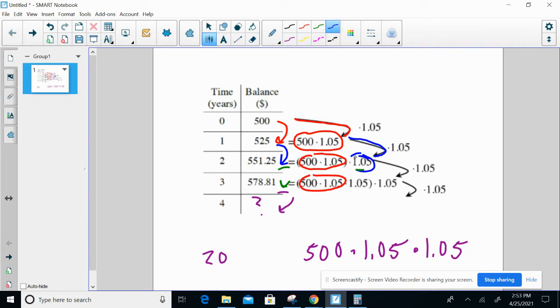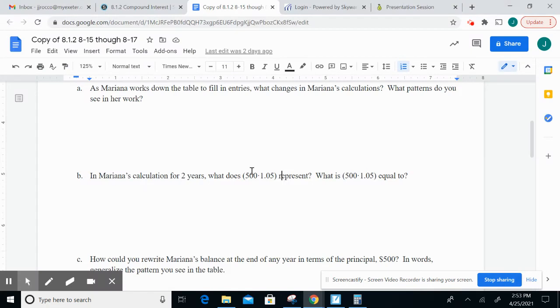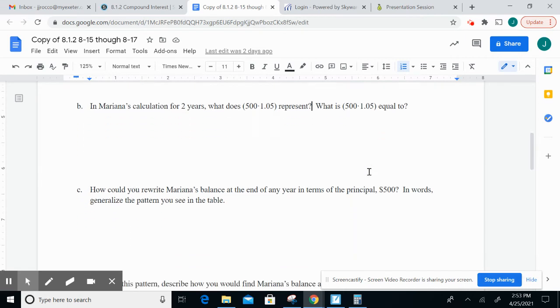In blue, this is 2 years, so you added an additional 1.05. Look at 3 years, there's 2 more 1.05s. So that original 500 times 1.05 here represents the original, really the first 5% taken. And it's equal to 525 because we took 5% of the original. That was the first step.